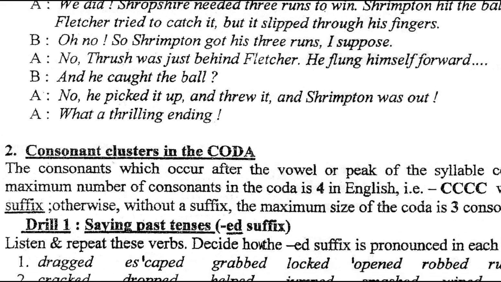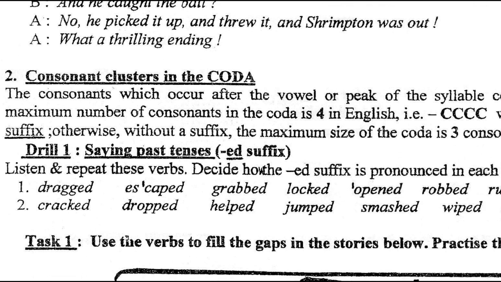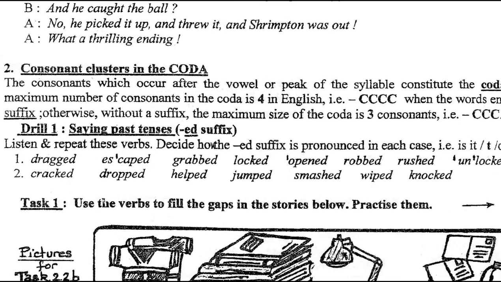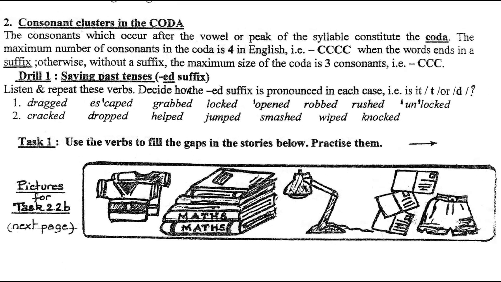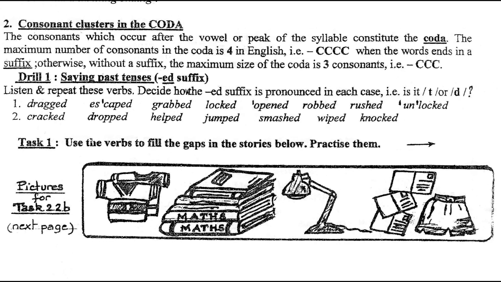Good. Now we move to number 2, consonant clusters in the coda. Okay, so you follow with me. The consonants which occur after the vowel or peak of the syllable constitute the coda. The maximum number of consonants in the coda in English is 4, i.e. C, C, C, C, when the word ends in a suffix. Otherwise, without a suffix, the maximum size of the coda is 3 consonants, i.e. C, C, C.